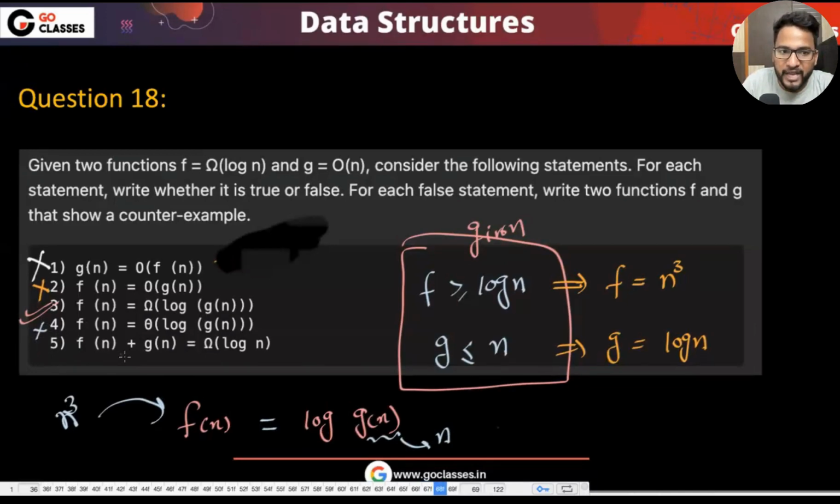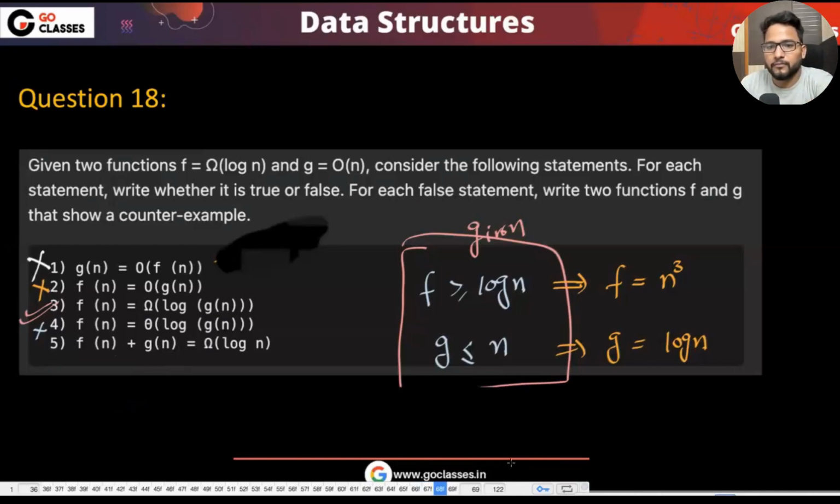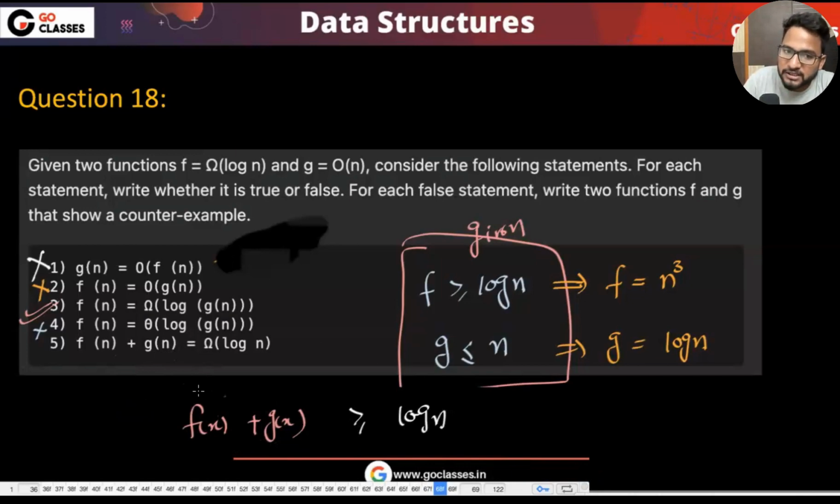Let's talk about this fifth one. Fn plus Gn. Fn is at least log n, and Gn is at most n. And then they are saying this is greater than or equal to log n. Yeah, that is true. Because Fn itself is greater than or equal to log n, right? You are adding something, so why not? It itself is at least log n. So that's why this is true. I think that was a good question. So C and E are true, right?